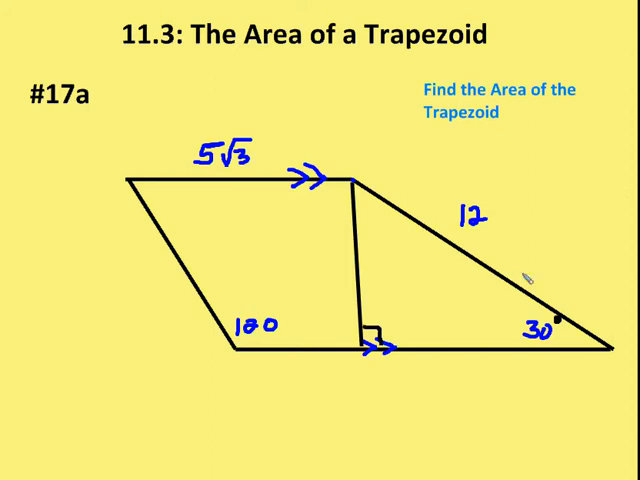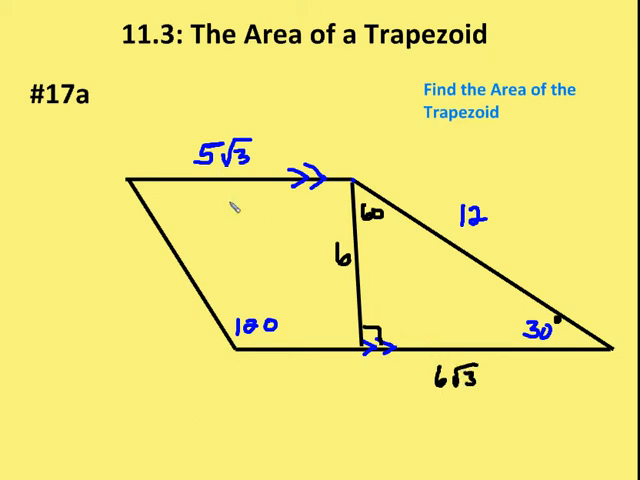Altitude, remember, forms a right angle. I have a 30-degree side, and I have a 60-degree side. I know the side opposite the 30-degree angle is going to be half of the length of the hypotenuse, so I know that the height now is 6. And I know that this length here is 6√3.